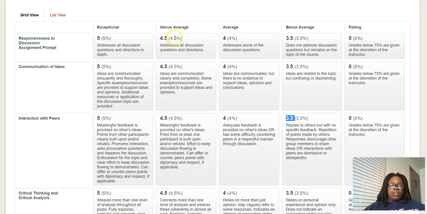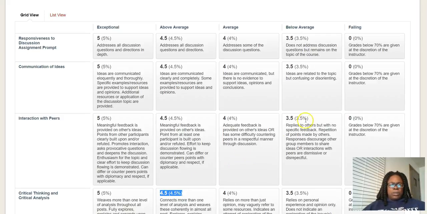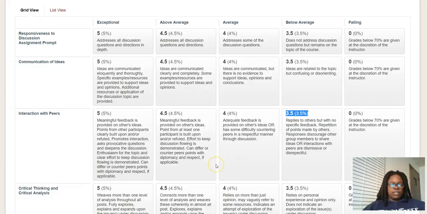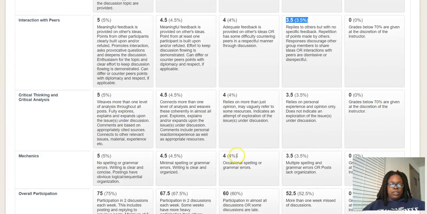For the rubric for responsiveness, communication, and critical thinking, I would give myself a 4.5 for all of those. Interaction with peers, I didn't really interact with anybody. I didn't get feedback and I didn't really talk to anybody on that slide. So I think maybe 3.5 would be correct there. And I did notice one or two typos, so I'm going to give myself a 4 for mechanics.